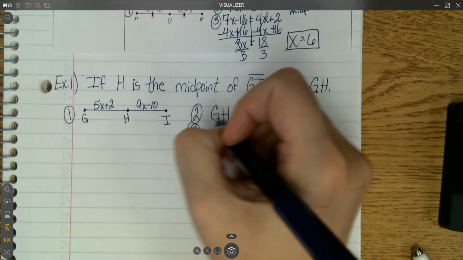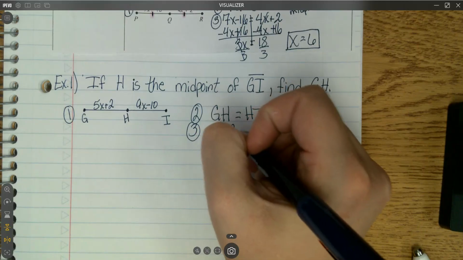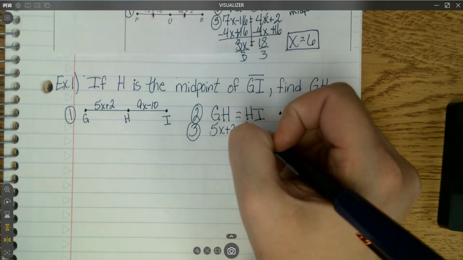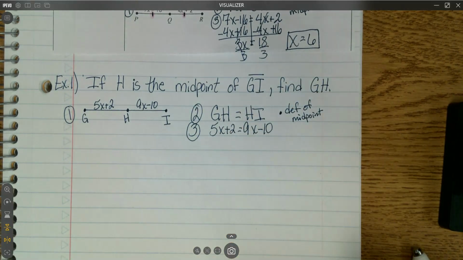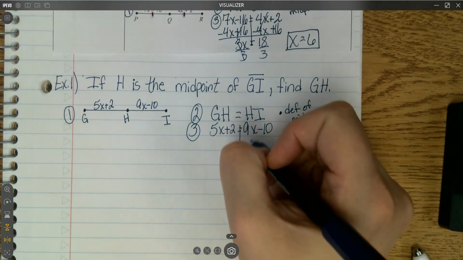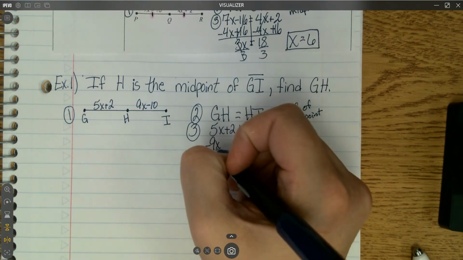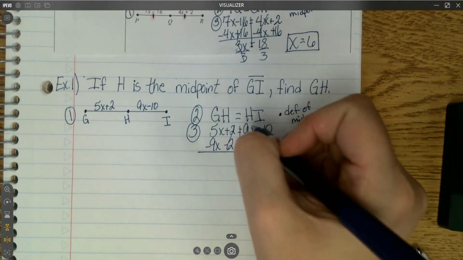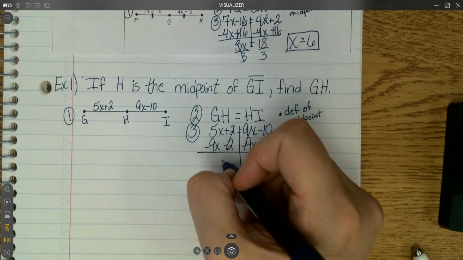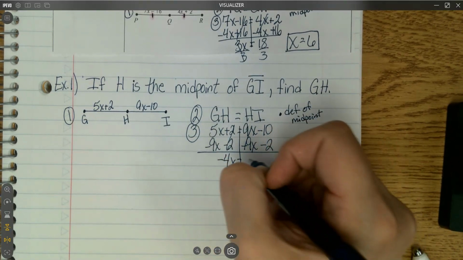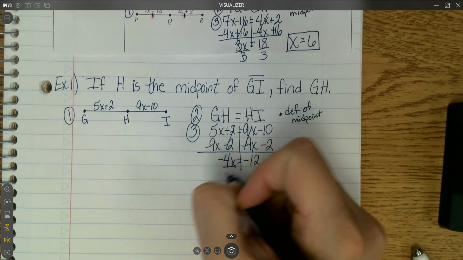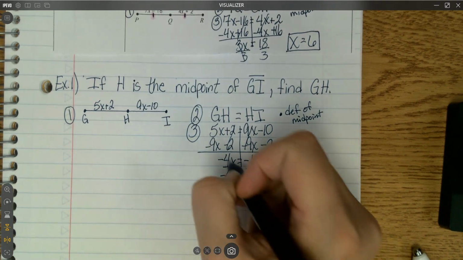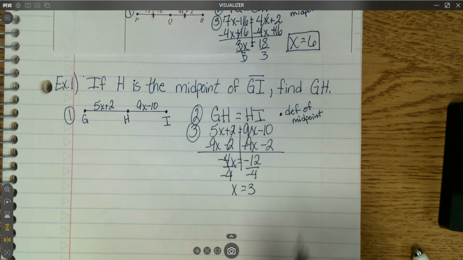That allows me to now set this up as an algebraic equation, and then I can just solve. So all my x's on the left, all my numbers on the right. Don't forget to change your signs. We are doing inverse operations here. And I get negative 4x equals negative 12. Divide both sides by negative 4. See, these steps are the same. You're going to get to where you're almost like a robot solving these. All right, so x equals 3.